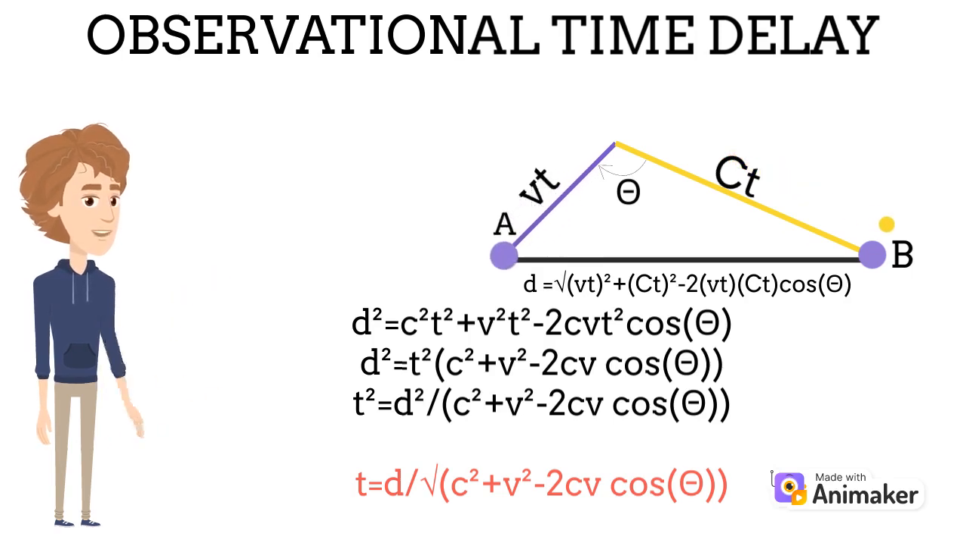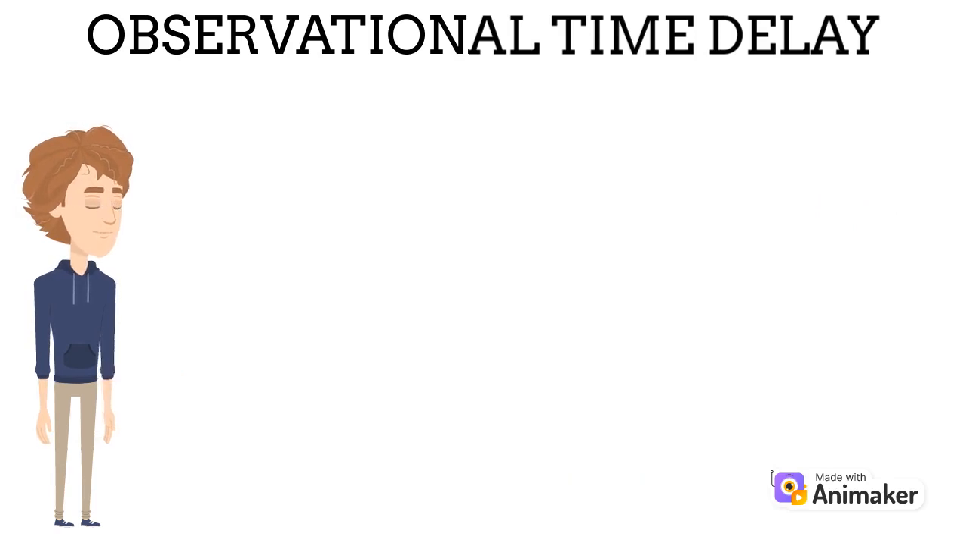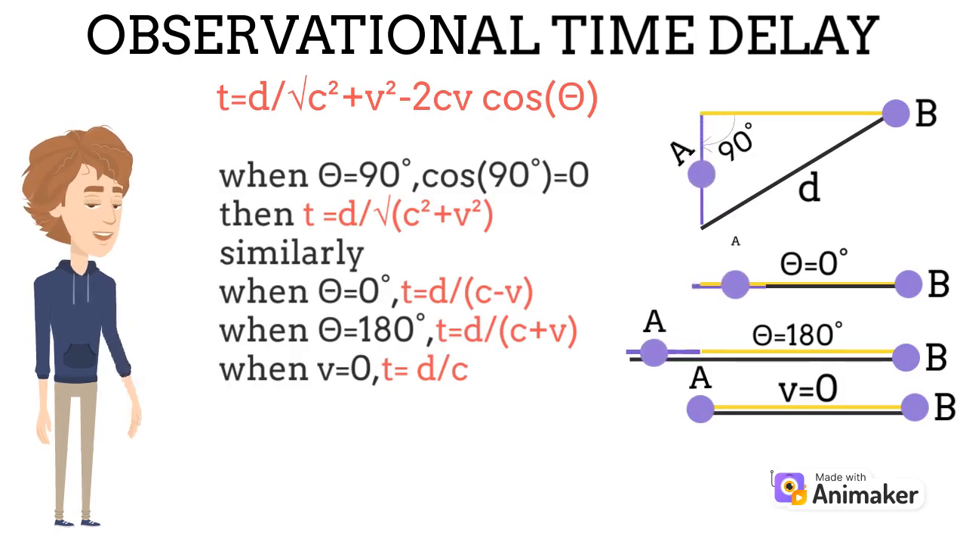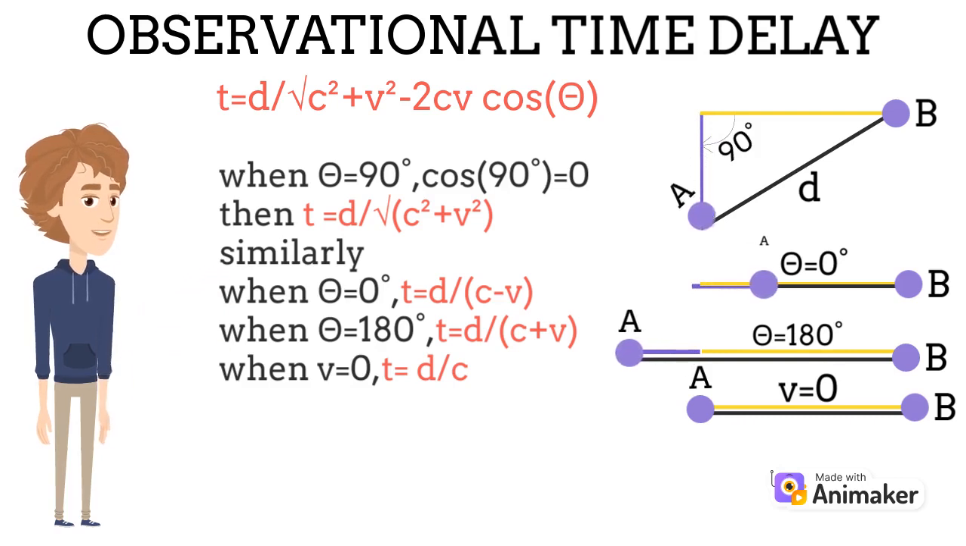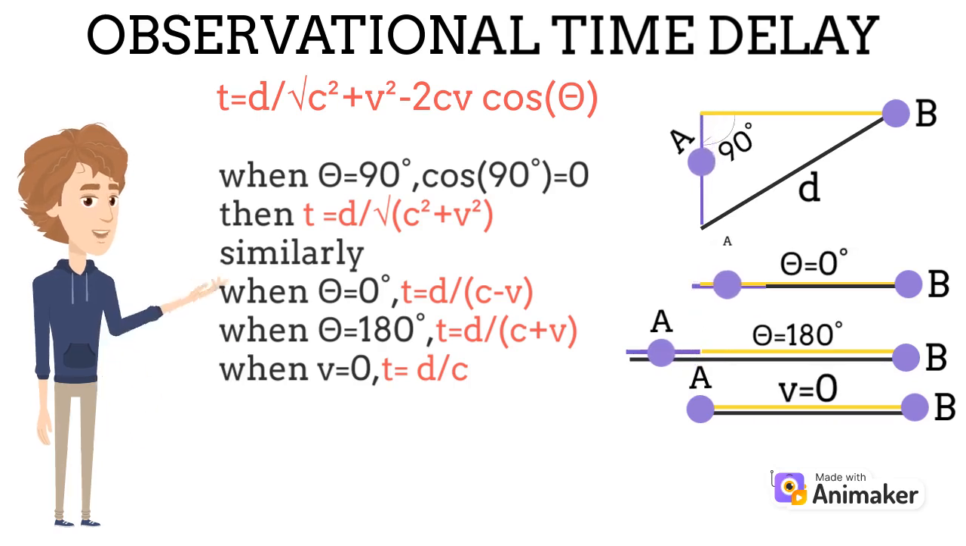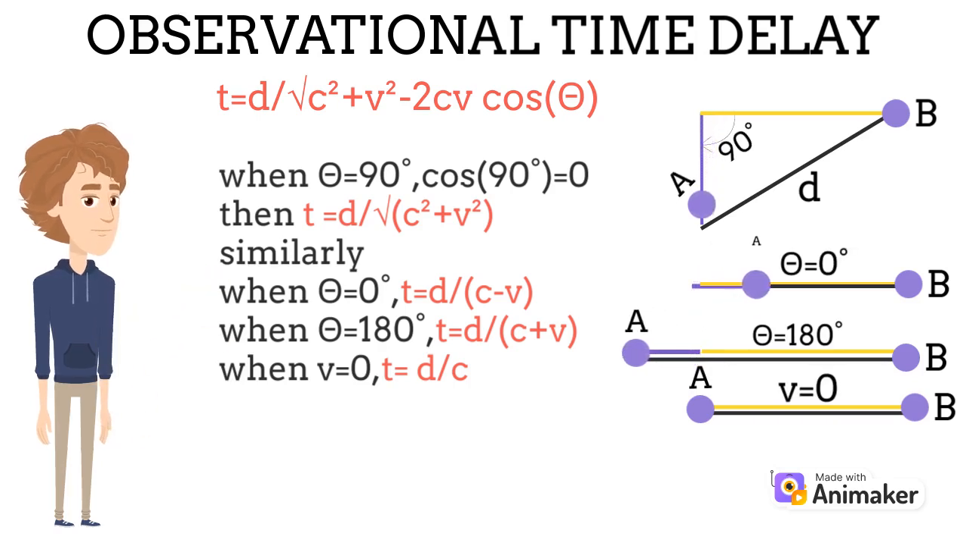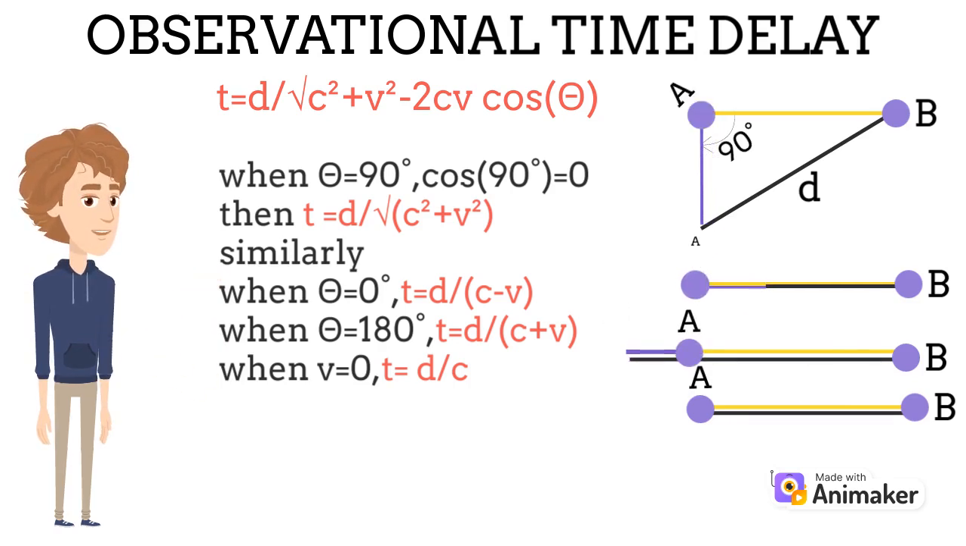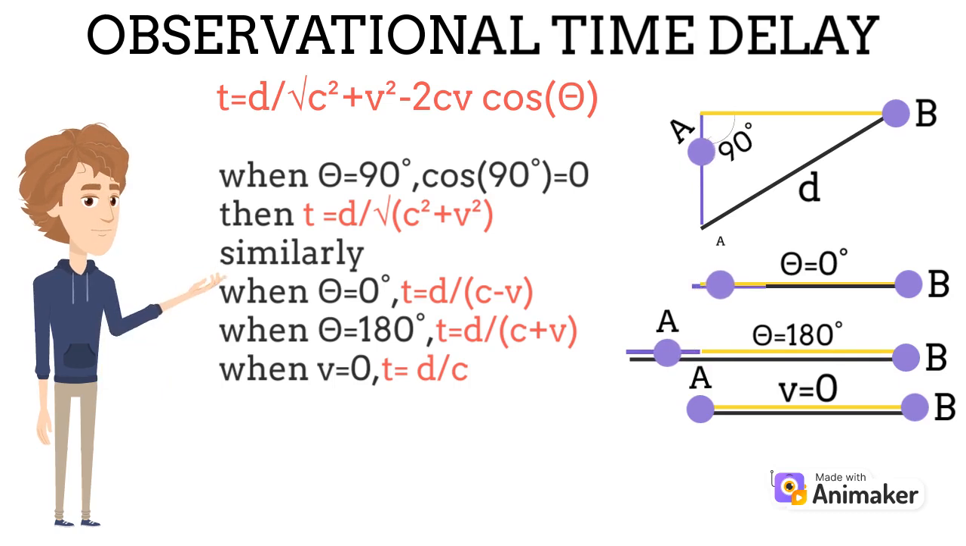Now we are going to compare four different cases. When theta equals 90 degrees, the observational time delay observed by point B is t equals d divided by root of c squared plus v squared. When theta equals 0 degrees, t equals d divided by c minus v. When theta equals 180 degrees, t equals d divided by c plus v. When velocity of point A equals 0, t equals d divided by c.